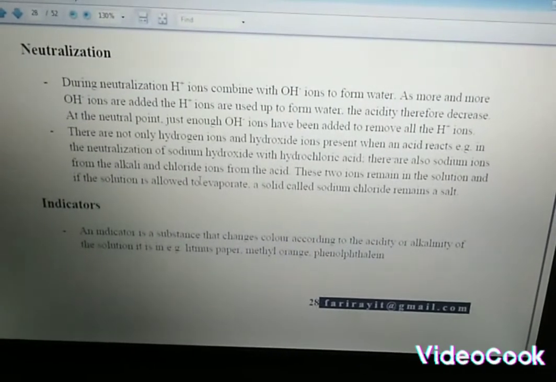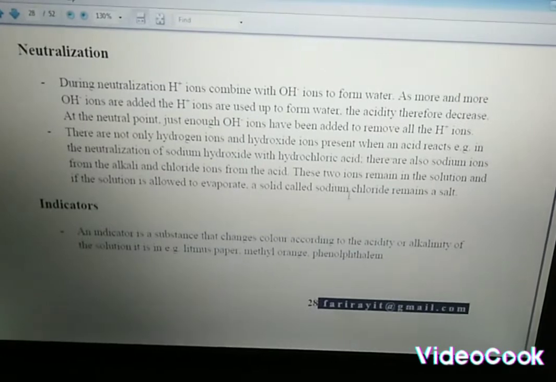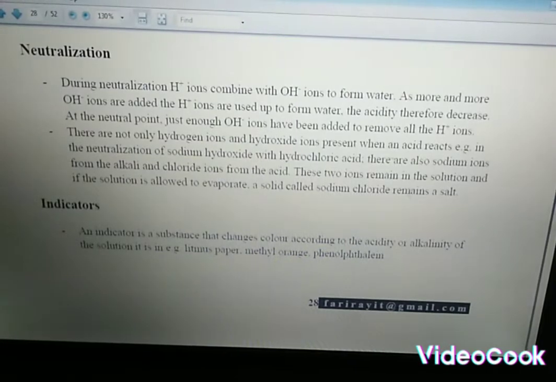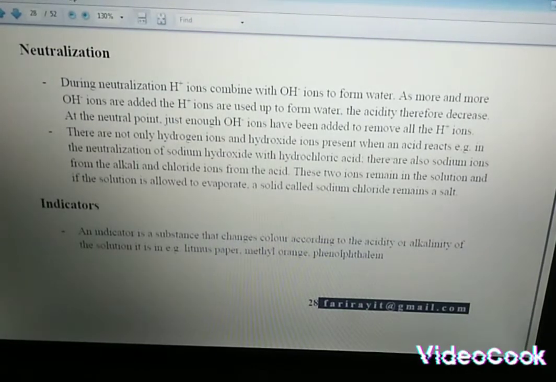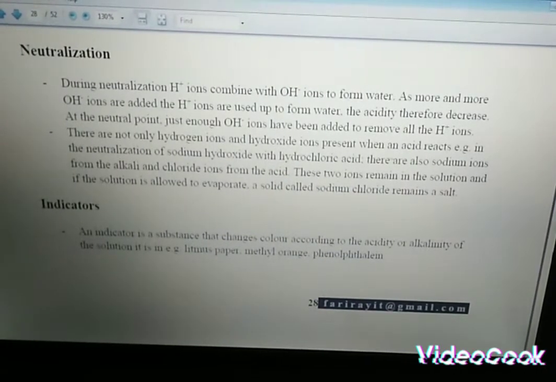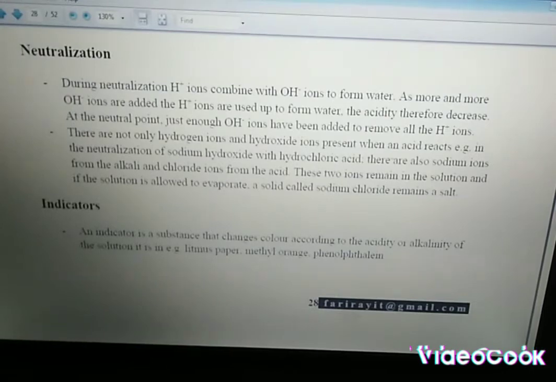These two ions remain in the solution, and if the solution is allowed to evaporate, at the end of the day we will remain with sodium chloride, and that sodium chloride is going to be our salt, right? So the sodium plus ions will then react with the Cl minus ions to give us what? Sodium chloride. Okay, I hope you guys understood the neutralization.